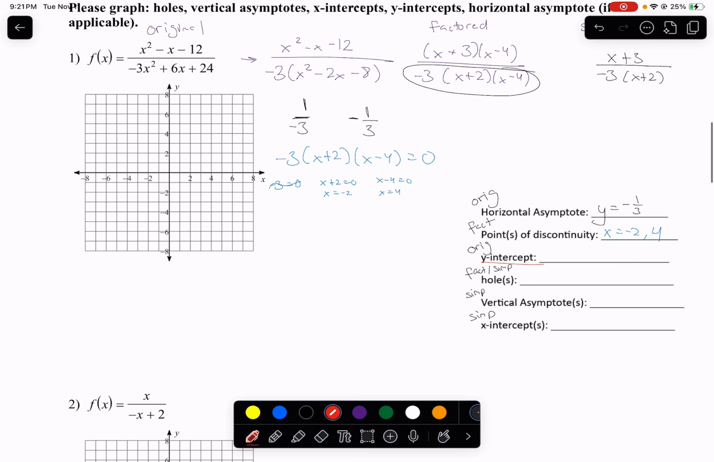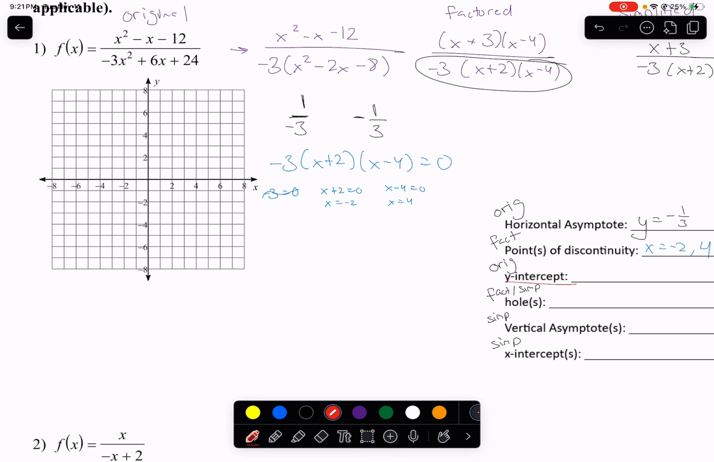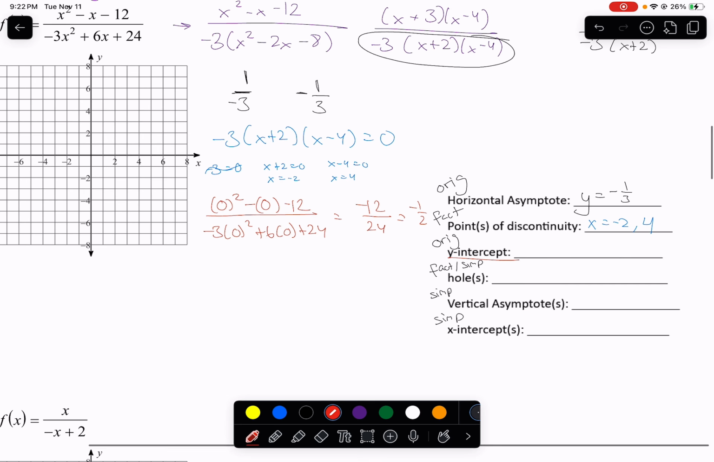So to find the y-intercept, we have to plug in a 0 for x into the original. You could, in theory, plug this into the factored form, but I just think it's easier to plug it into the original. You may have noticed that it ends up just being the constants on the end divided by each other, but if you didn't notice that, no big deal either. So we just do 0 squared minus 0 minus 12 all over negative 3 times 0 squared plus 6 times 0 plus 24. I end up with negative 12 over 24, which is going to simplify to negative 1/2. So my y-intercept is going to be 0, negative 1/2. Make sure that you give this as a point, okay?